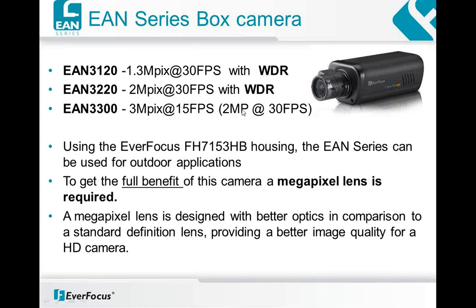These are typically used indoors, but you could use it on an outdoor application if you use an outdoor housing like our FH7153HB housing for box cameras. A megapixel lens is required to get the best picture quality out of a megapixel camera. You want to use a megapixel lens, giving you the best optics and best picture quality.